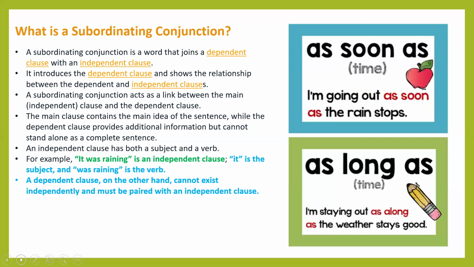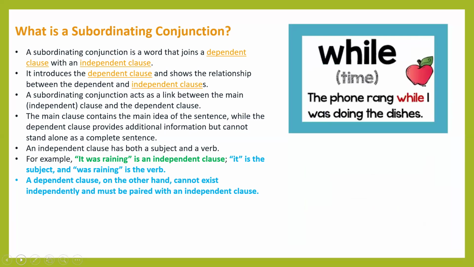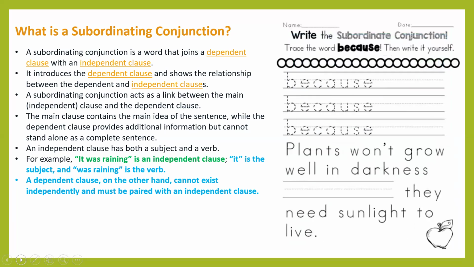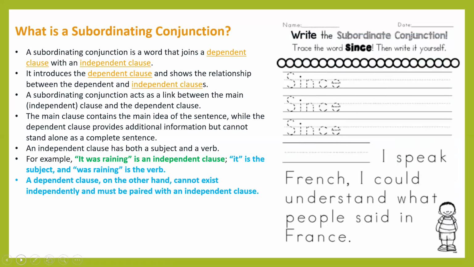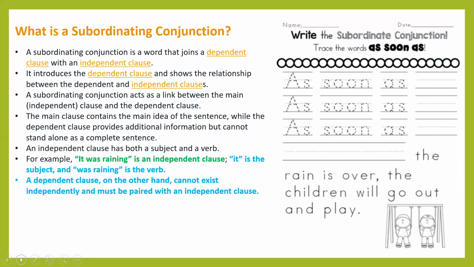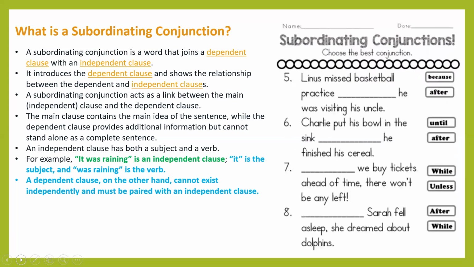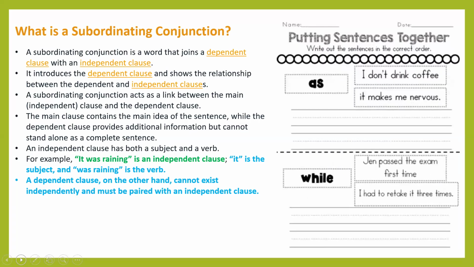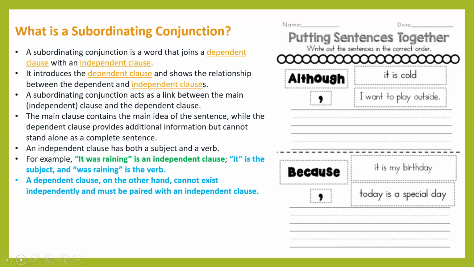The main clause, which is an independent clause, which is a principal clause, contains the main idea of the sentence, while the dependent clause provides additional information. It always gives additional information, but cannot stand alone as a complete sentence. So the dependent clause, as the word indicates, totally depends on the main clause, principal clause, independent clause. It cannot stand alone. It cannot form a complete sentence without the main clause.